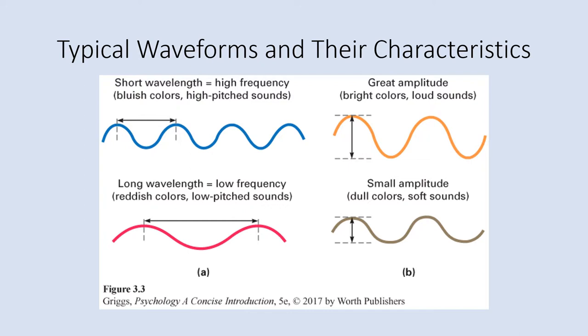A short wavelength is a high-frequency wave, which gives us bluish colors and high-pitched sounds. A long wavelength is a low-frequency wave with reddish colors and low-pitched sounds. Remember, wavelength is the distance of one complete cycle of the wave from one crest to the next. A wave's frequency refers to the number of times it can cycle in 1 second. The longer the wave, the lower the frequency. On the right, we see a great amplitude gives us bright colors and loud sounds, where a small amplitude wave gives us dull colors and soft sounds. The amplitude of the wave refers to the amount of energy in the wave, which is the height of the wave at its crest.